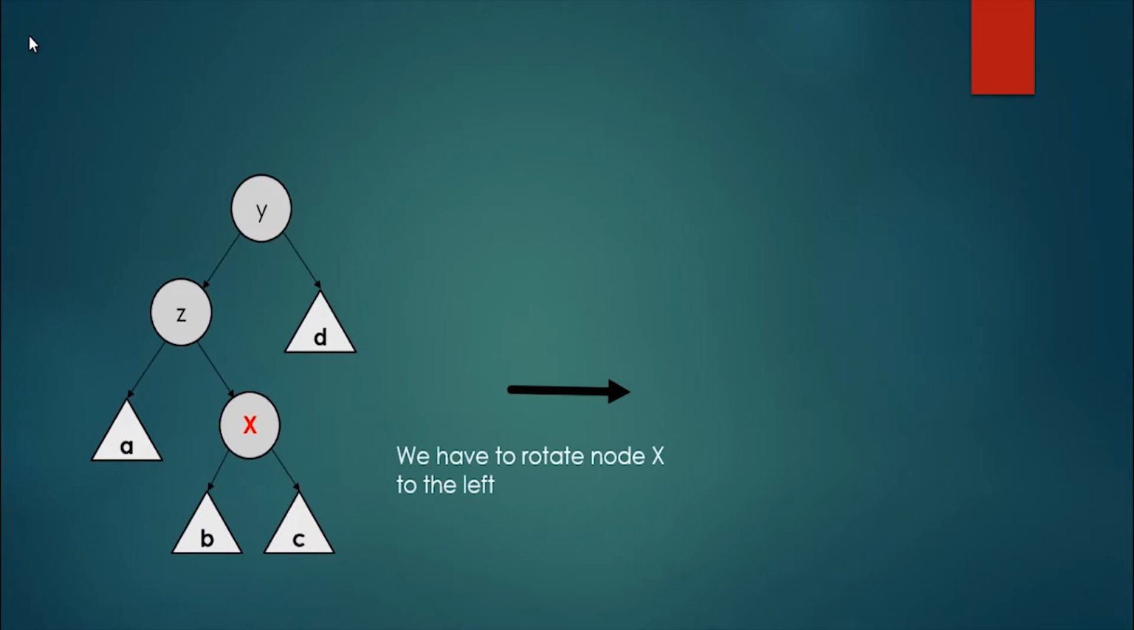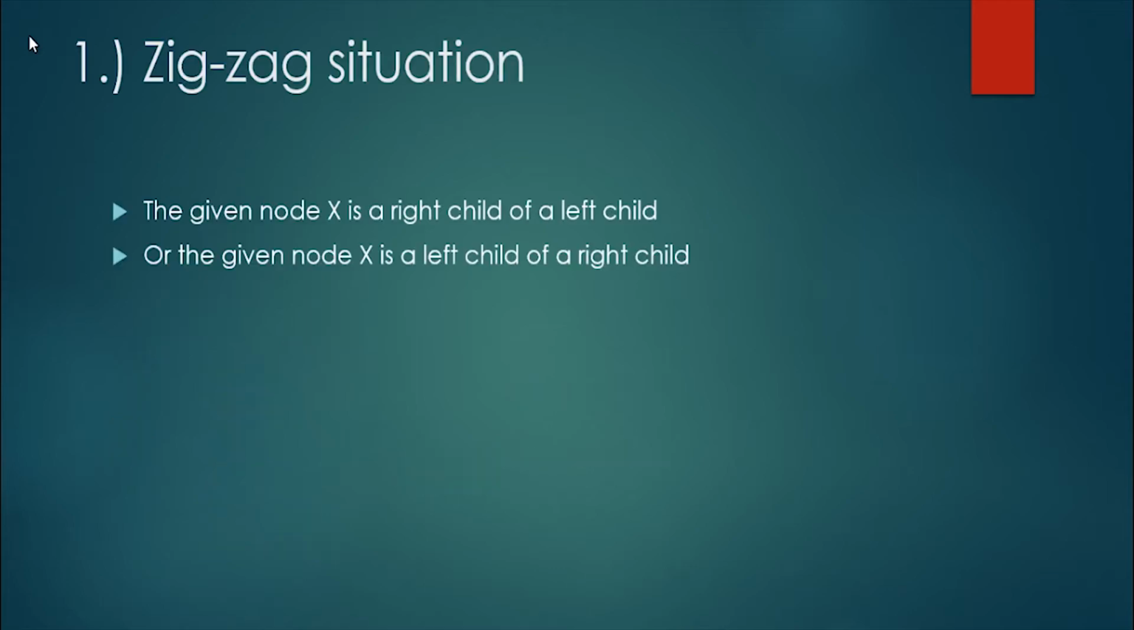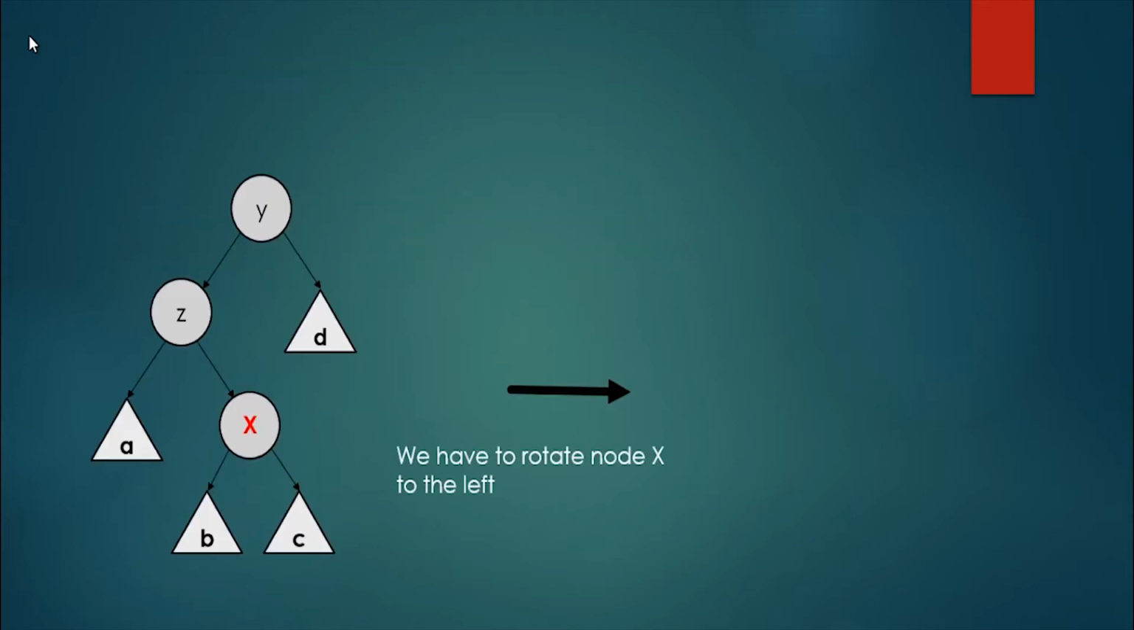So for example, in this situation the Y is the root node, the Z is the left node of the Y, and the X is the right child of the Z. So the X is a left-right. This is the left-right situation. As we have discussed, we have to apply the zigzag method whenever the given node X is a right child of a left child. And here the X is the right child of a left child, because the right child of Z is the X and the left child of Y is the Z.